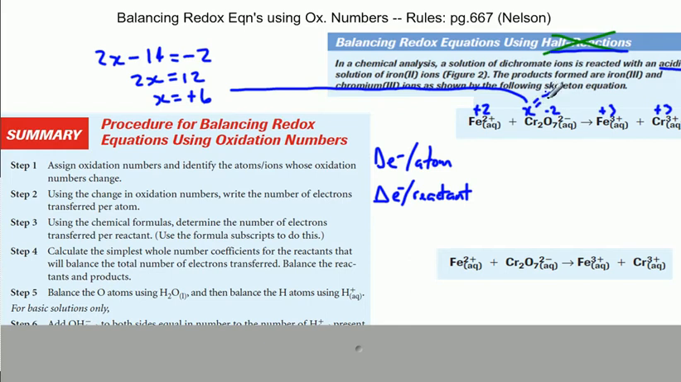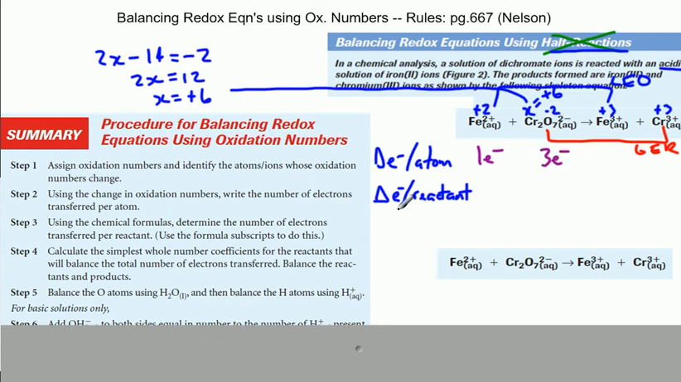Okay? So now we take a quick look at this, and we notice that the loss of electrons, the oxidation, is between Fe2+ and Fe3+. There is our LEO. And the GER, the gain of electrons, is between the chromium going from 6+ to 3+. That's the gain of electrons there. And so now, the iron going from 2+ to 3+, that's a change of 1 electron. And the chromium going from 6+ to 3+, that's a change of 3 electrons.